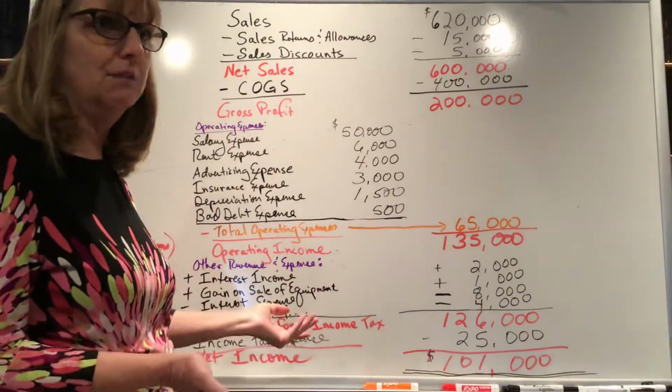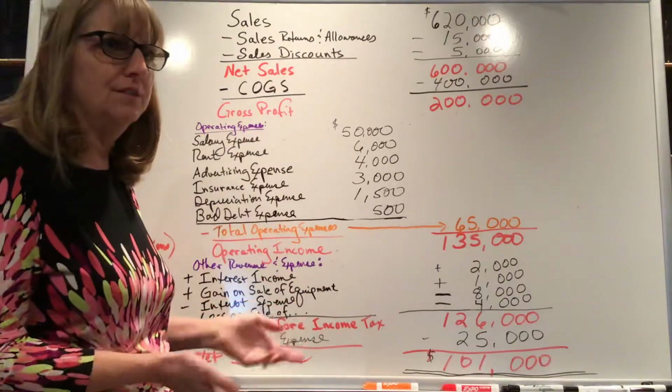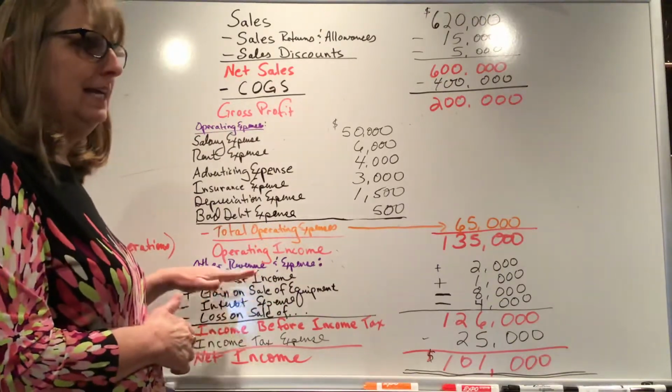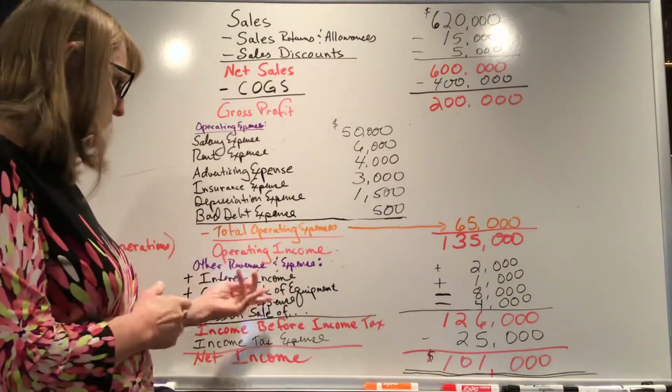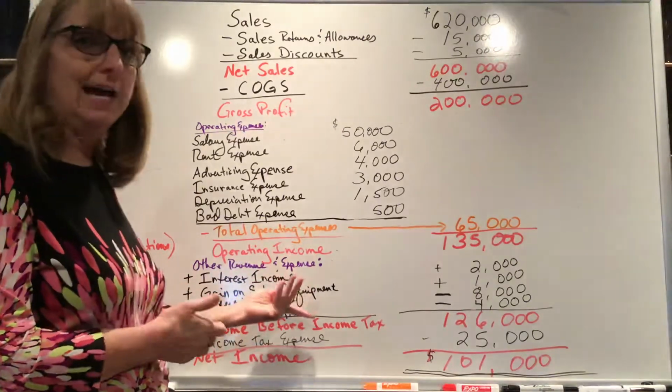We had some extra money and we invested it. Maybe we had a loss on the sale of investment. So any gains or losses are listed down here. How would you find these gain on sale? This is an account name.